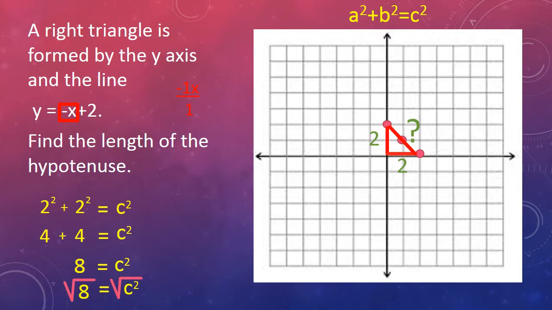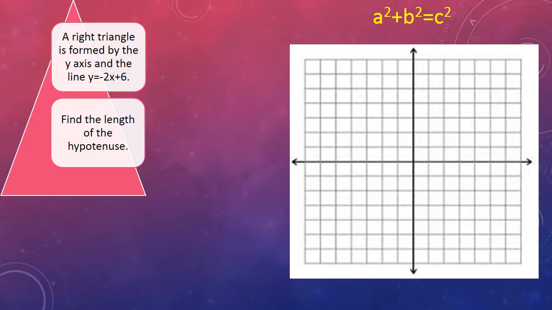To get rid of the squared on the c, you'll have to square root them. So I did that to both sides of the equation, because what you do to one side, you do to the other. And then c is equal to the square root of 8.